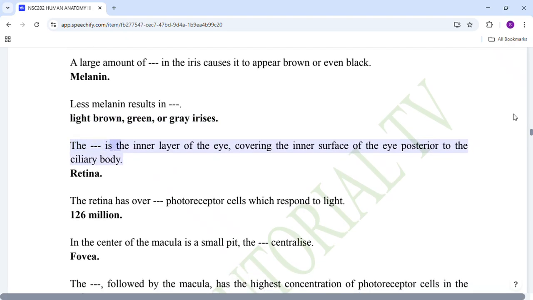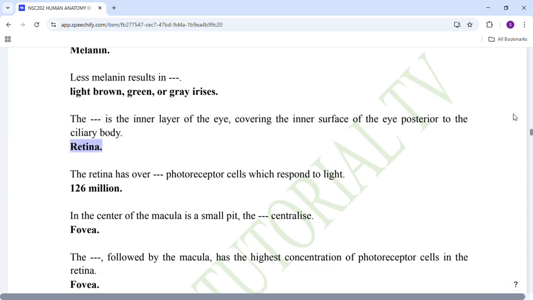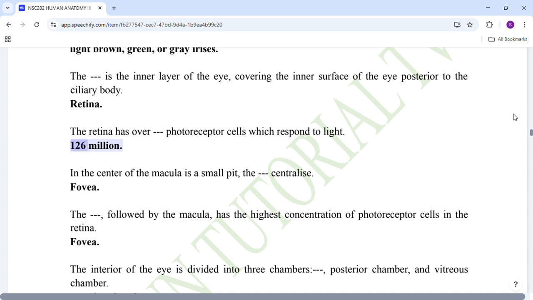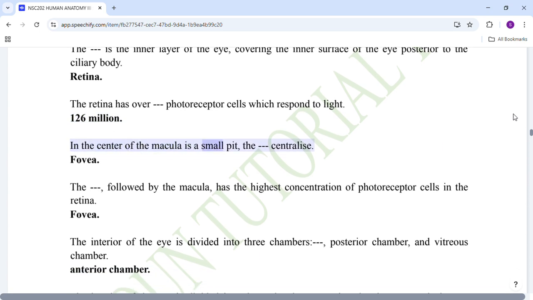The retina is the inner layer of the eye, covering the inner surface of the eye posterior to the ciliary body. The retina has over 126 million photoreceptor cells which respond to light. In the center of the macula is a small pit, the fovea centralis.